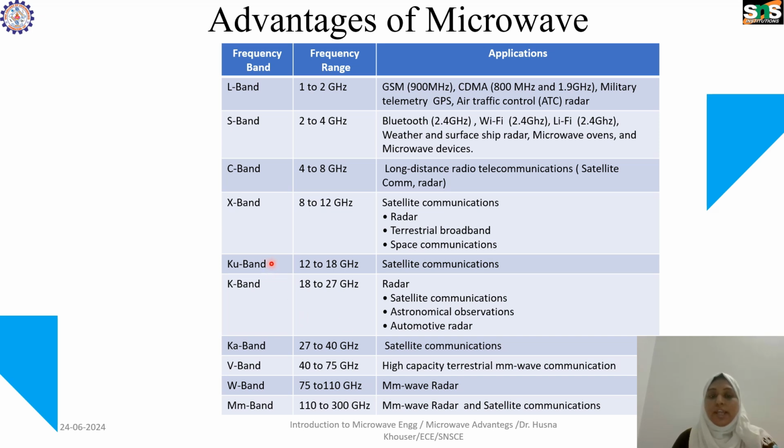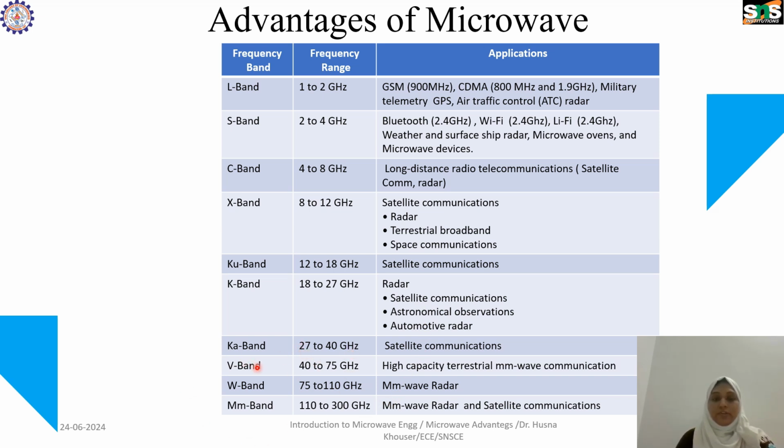Next are the Ku band and K band. These we call high frequency applications. These bands we use for satellite communication. These two bands: 12 to 18 gigahertz is the Ku band and the K band is 18 to 27 gigahertz. These two bands we use for satellite, astronomy, communications, all those things. Next is the Ka band, which is also high frequency. This we can say is for long distance application, 27 to 40 gigahertz.